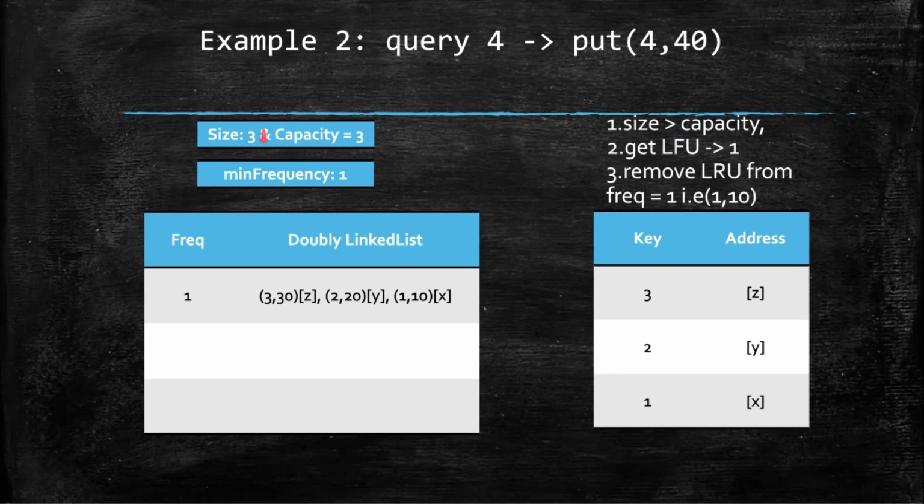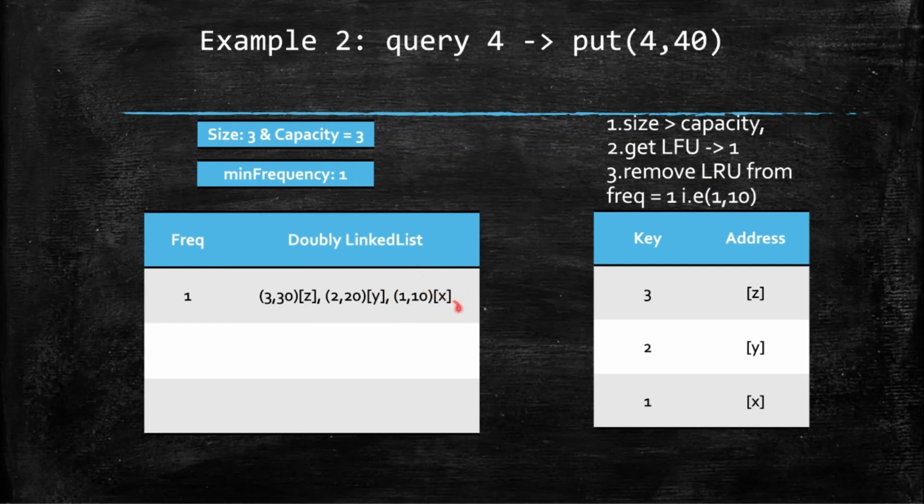Now as we can see, the size will be increasing by inserting this 4 comma 40 node, so this will become 4. So this is a problem. Now size is greater than capacity. So what I will do is I will get the LFU, least frequently used. As the minimum frequency is 1, the least frequently used is 1. Now in the least frequently used I can see there are 3 nodes. So in that I have to delete the least recently used from that doubly linked list.